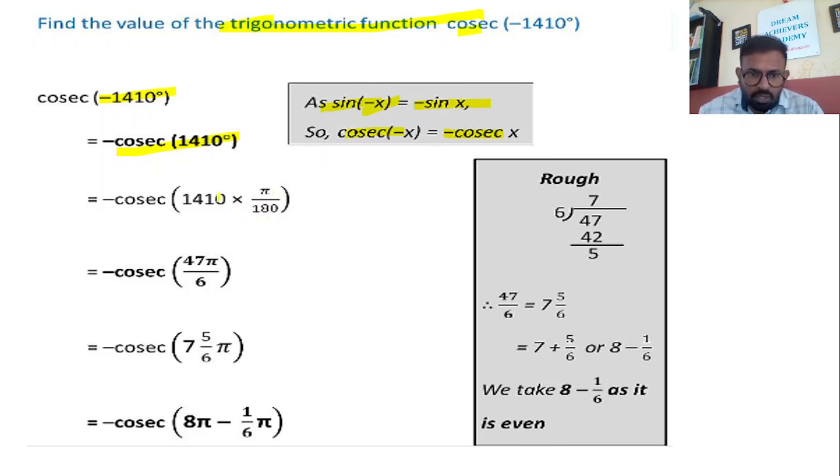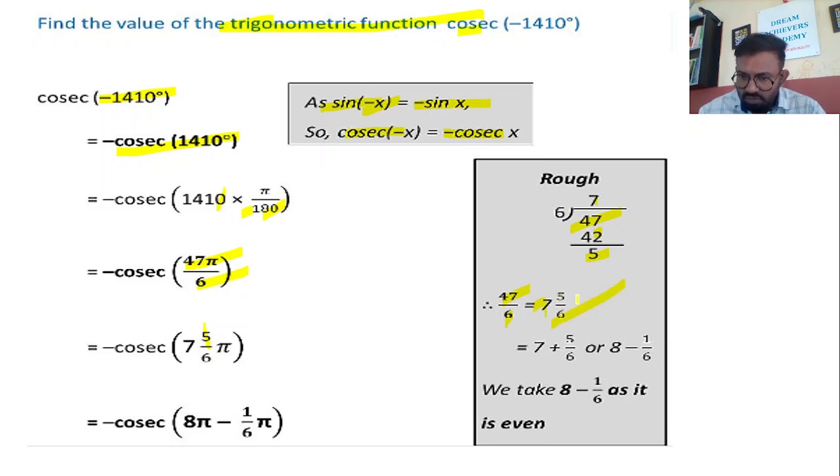So, I will divide these two, 0 and 0 will get cancelled, and 3 6s are 18 and 3 7s are 21. So, I will get cosecant of 47 pi by 6. I want to write it in mixed fraction. So, I will divide that 47 by 6. I will get 6 7s of 42 with remainder 5. So, I can write 47 by 6 as 7 5 by 6.